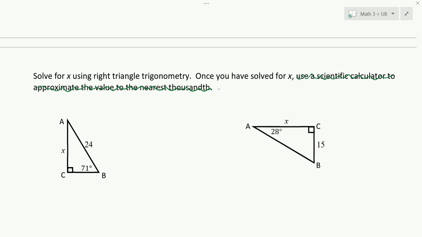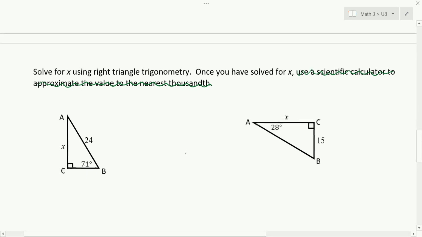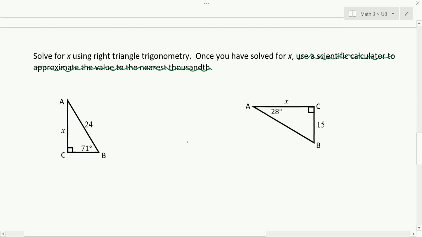So how do we approach a problem like this? Well, first, you have to pick your reference angle. 90 degrees can't be your reference angle. It has to be one of the others. So do we want to go with 71 or do we want to go with the other angle, which we can find? It's often easier just to go with what they've already given you. You don't have to. You could figure out what the other angle is and go with that one as well. But let's go with 71.